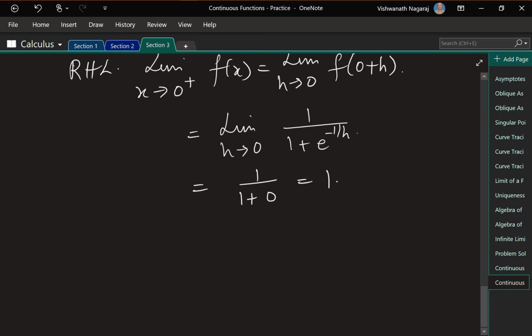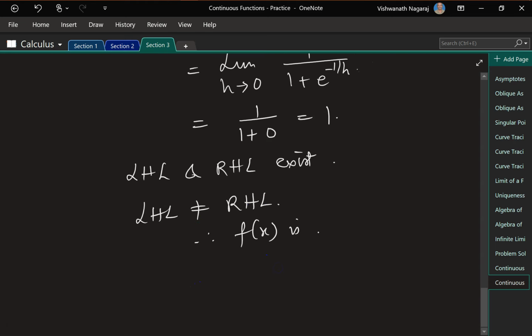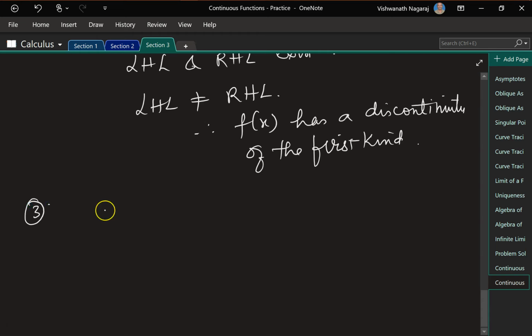Now we know left hand limit and right hand limit both exist, but LHL is not equal to RHL. Therefore f of x has a discontinuity of the first kind. Let's look at the next problem.